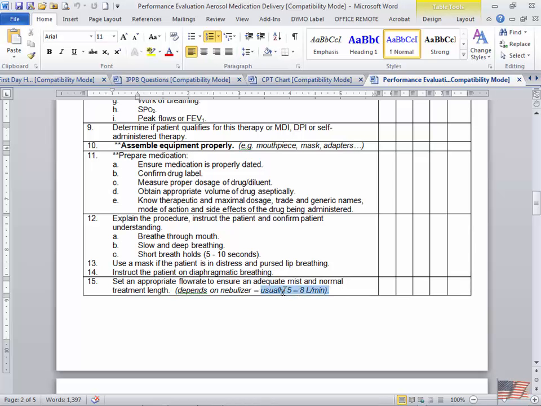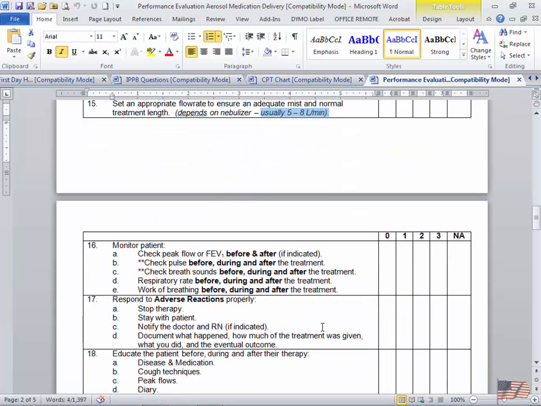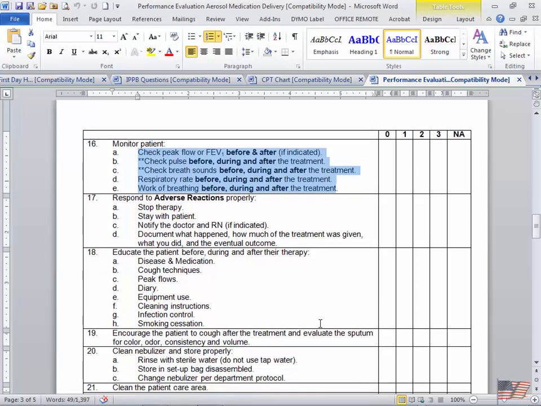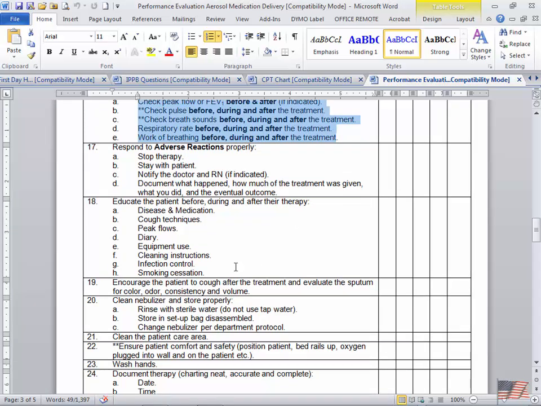The flow rate should be somewhere between 5 and 8. 6, 7 is usually a good number to begin the therapy with. And again, this is just talking about the monitoring of the patient in number 16, before, during, and after. Know what you should do if there's an adverse reaction. Amber and I will not have an adverse reaction, but you should know if we ask you how you would treat it.